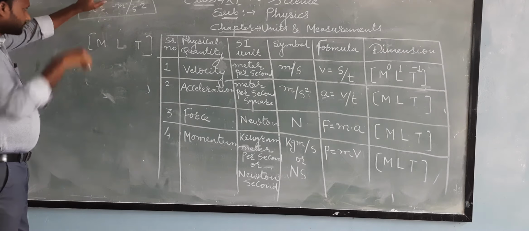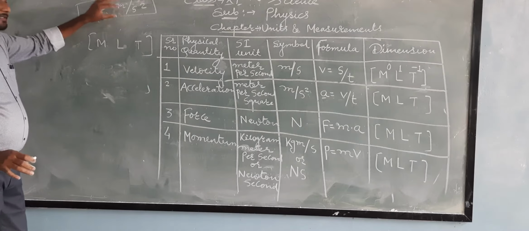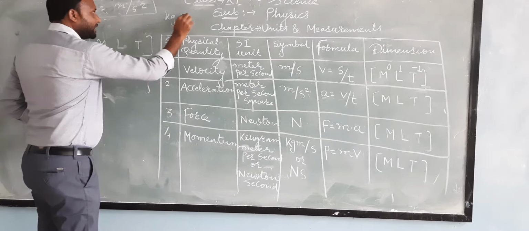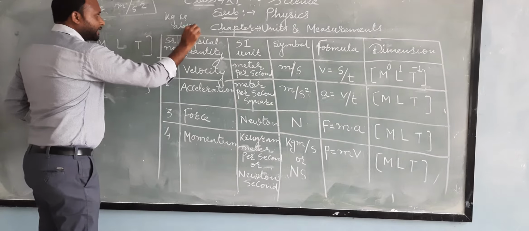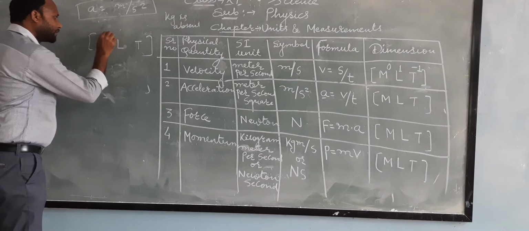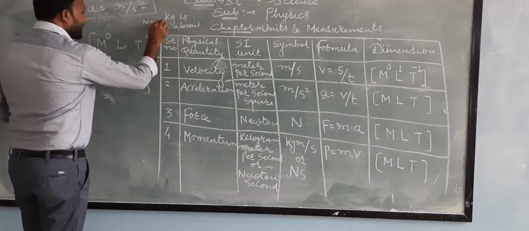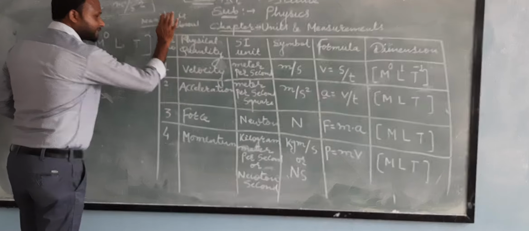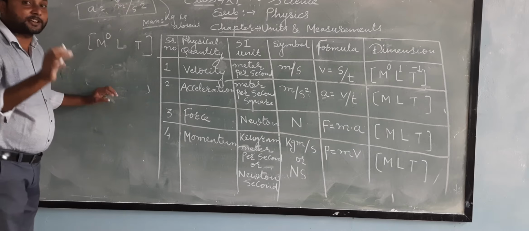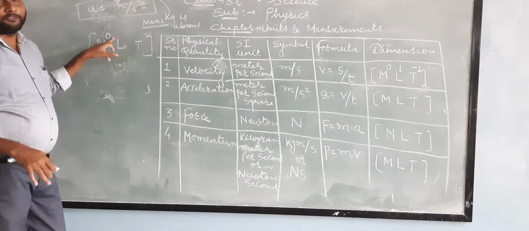Now, if you look at the SI unit of acceleration, kg is absent, meaning kilogram is absent. And when any term is absent, they put 0 in the power of M, because M stands for mass and the SI unit of mass is kg. And in this unit, kg is absent. So therefore put 0 in the power of M.